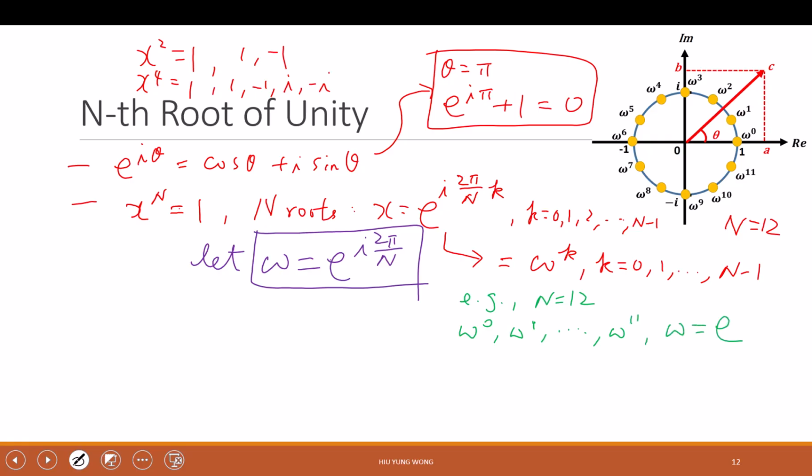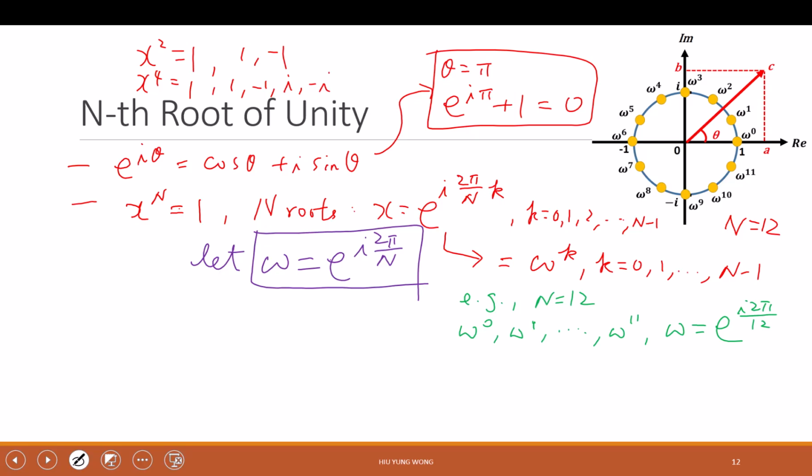And what is omega? Can you tell me? e to the power i 2 pi over 12. You say pi over 6, but I keep 2 pi and then over 12. It's the same. Very good. So that is the nth root of unity.